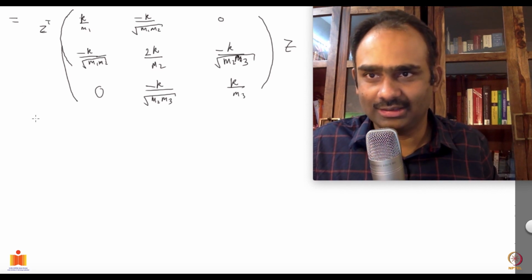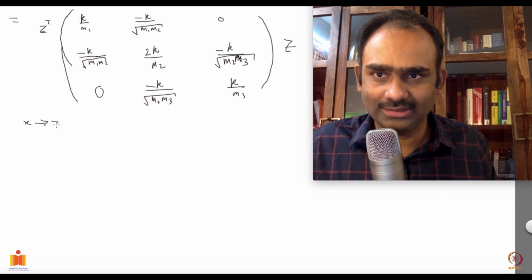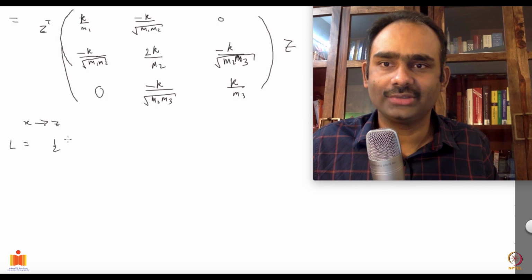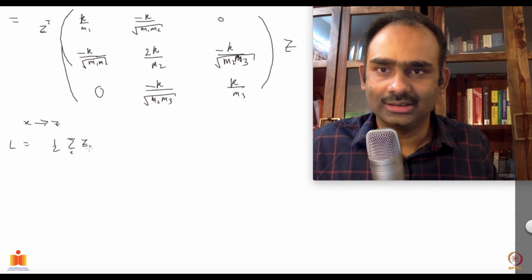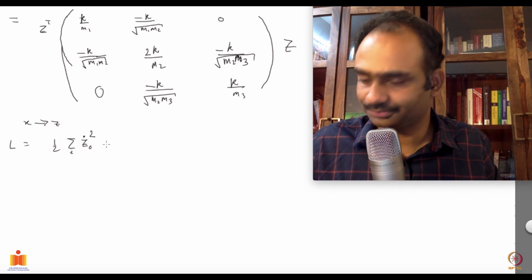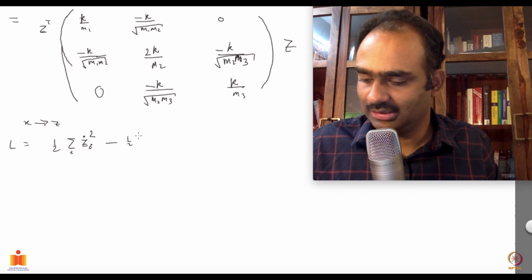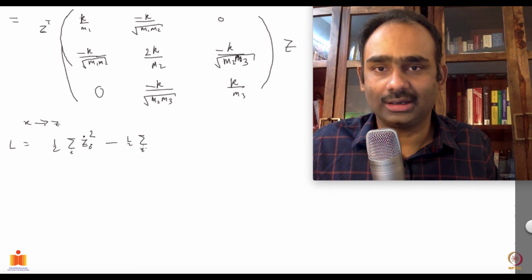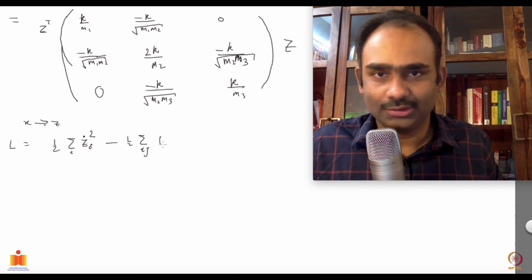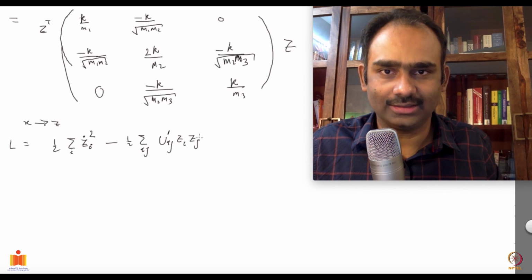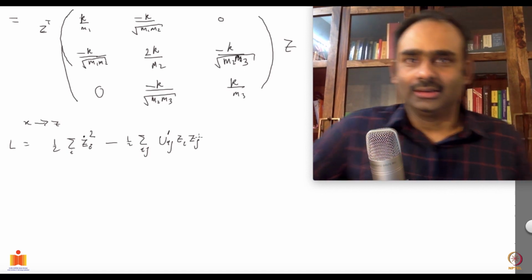But anyhow, now that I have gone from X to Z, what I have in my Lagrangian is this: half summation over i Zi dot squared, minus half summation over i and j u prime ij Zi Zj. So that's what we have now.